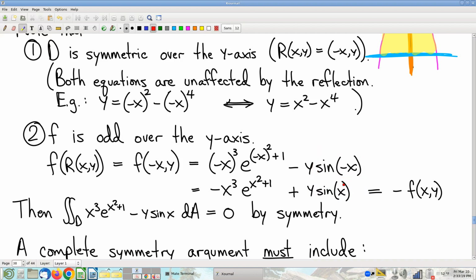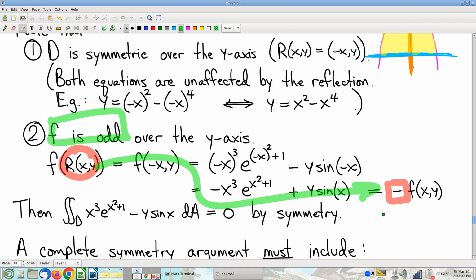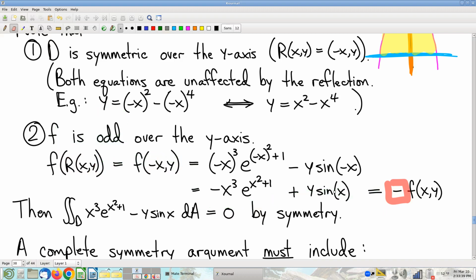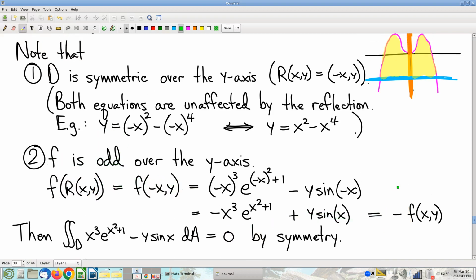Okay, all together though, nice punchline, when you reflect on the input, you get a minus sign on the output. And that's what we mean when we say f is odd. Reflecting the input gives us a minus sign in the output. And we're done. We've computed this integral now, but it doesn't feel like we are done, but we are done.